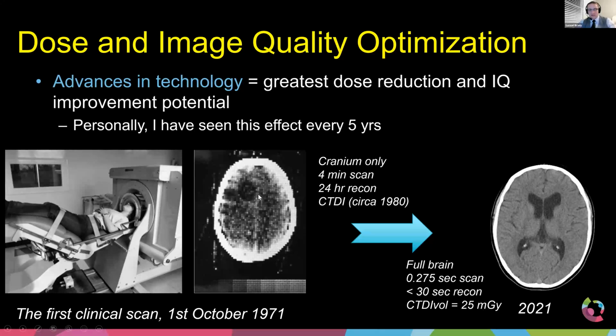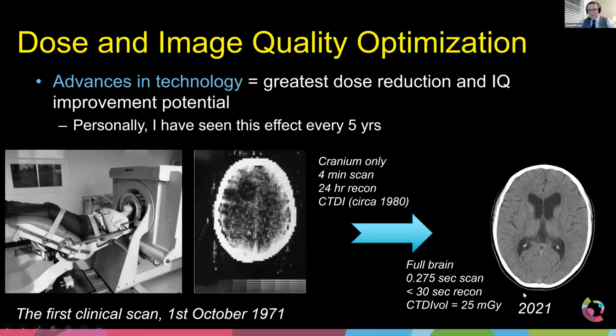And you can see that for as low a quality as it was, it still got the job done. You could still see that there was something there. And so you could diagnose the disease in it. Ironically, it took 4 minutes to acquire the scan, and it took 24 hours to reconstruct it. And there was no such thing as CTDI. There was really no idea of how to determine how much radiation they used.